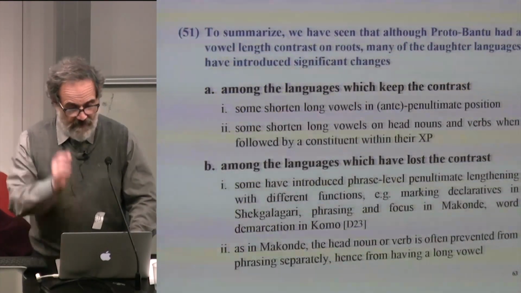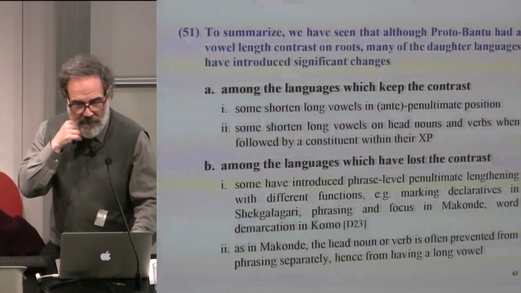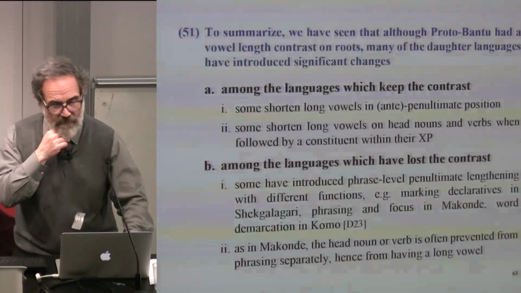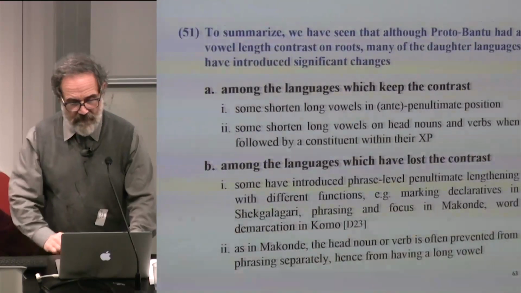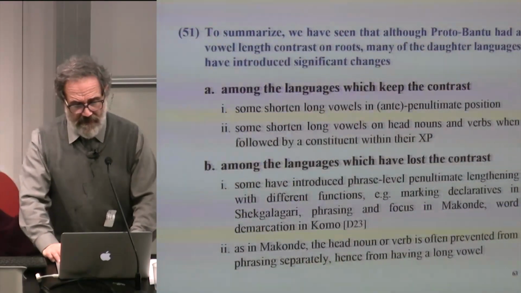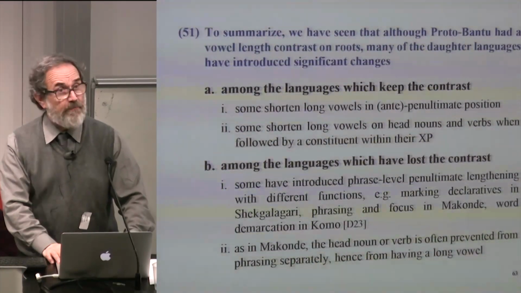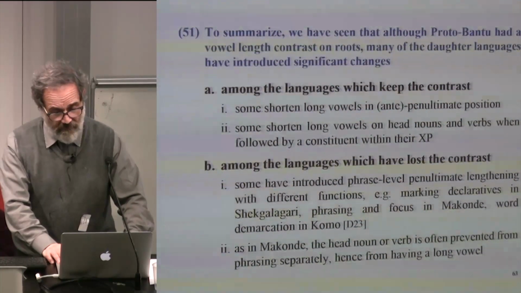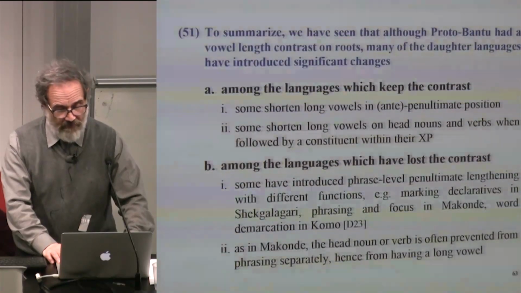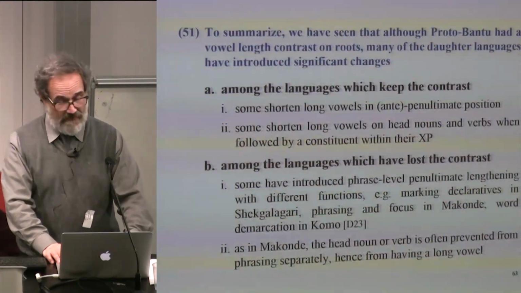In both cases. So to summarize, we've seen that although Proto-Bantu had a vowel length contrast on roots, many of the daughter languages have introduced significant changes. Among the languages which keep the contrast, some shorten long vowels in antepenultimate position or penultimate position, some shorten long vowels on head nouns and verbs when followed by a constituent within their XP.